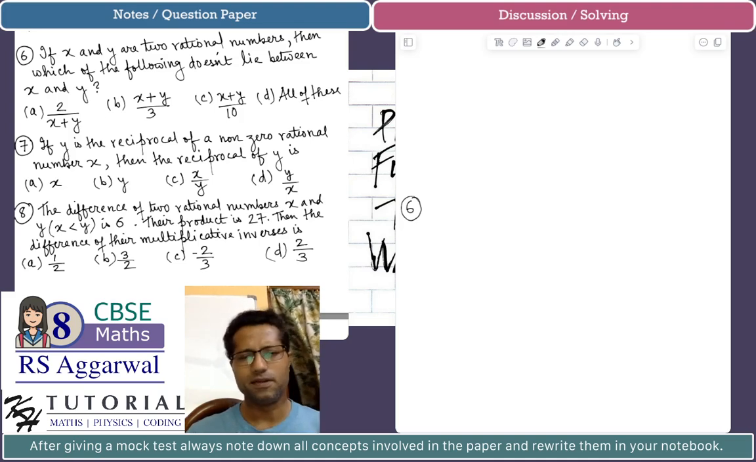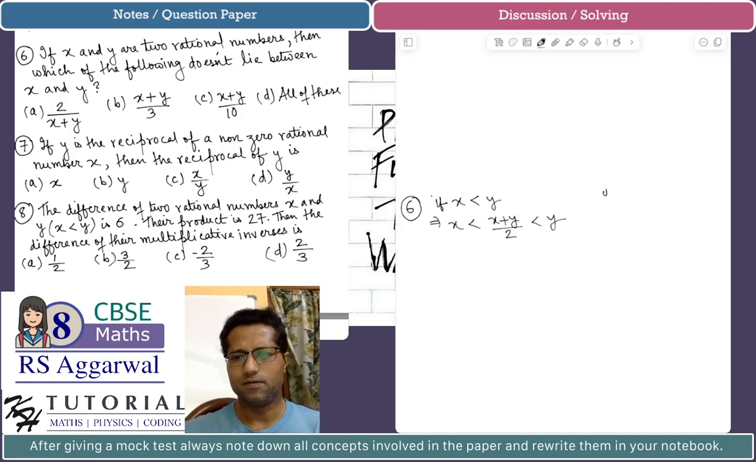So it does not matter whether x is less than y or x is greater than y. Either x will be less than y or x will be greater than y. If x is less than y, then we can always have that (x plus y) by 2 will be greater than x and less than y. And if x is greater than y, then (x plus y) by 2 will be greater than y and less than x.